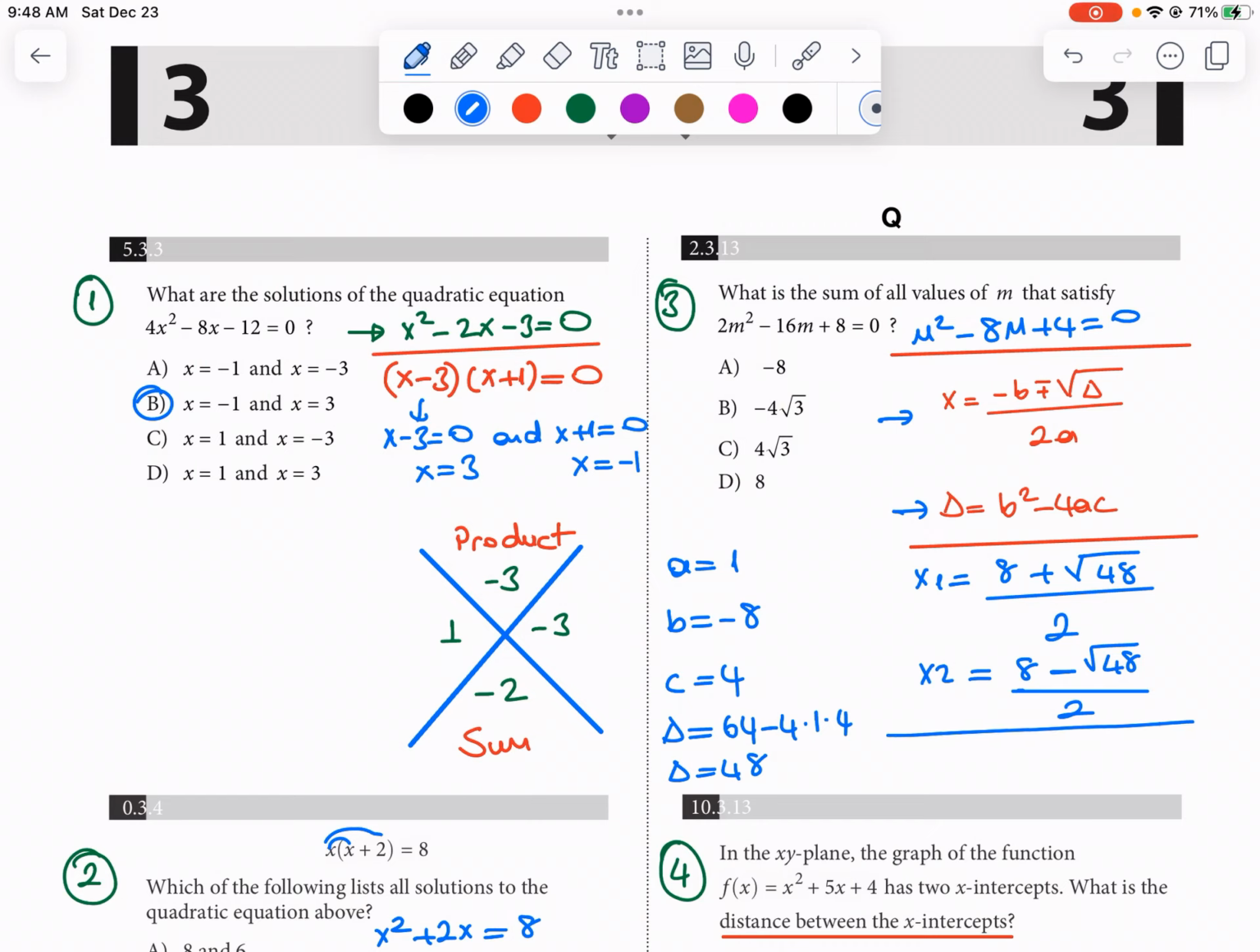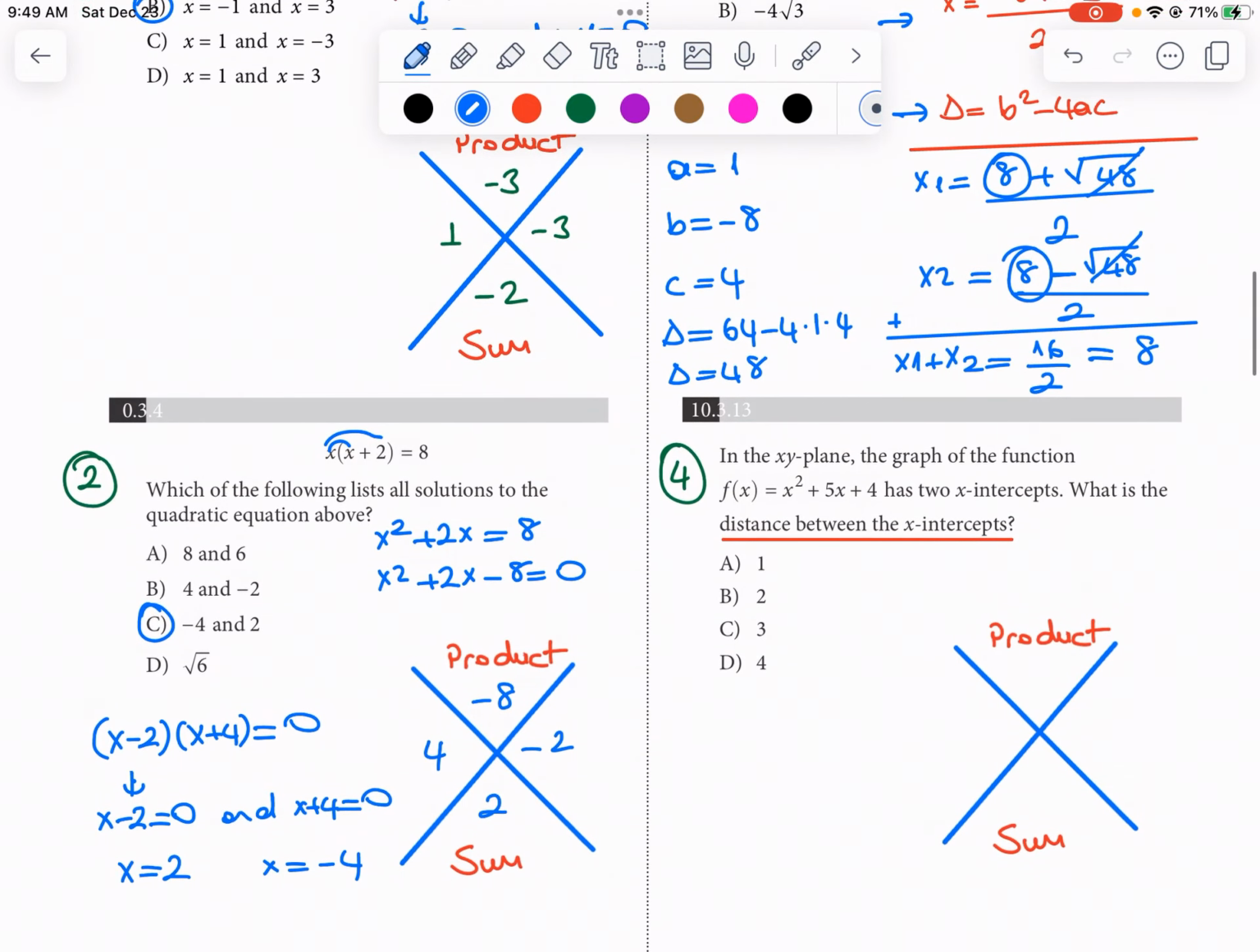And we add up these two terms because we need to find the sum of all values of m. So m1 plus m2 is going to be equal to, once we add up these two numbers, we have positive square root of 48 and negative square root of 48. These two cancel out. 8 plus 8 makes 16. 16 divided by 2, 8. So the sum of all values of m is 8. D.